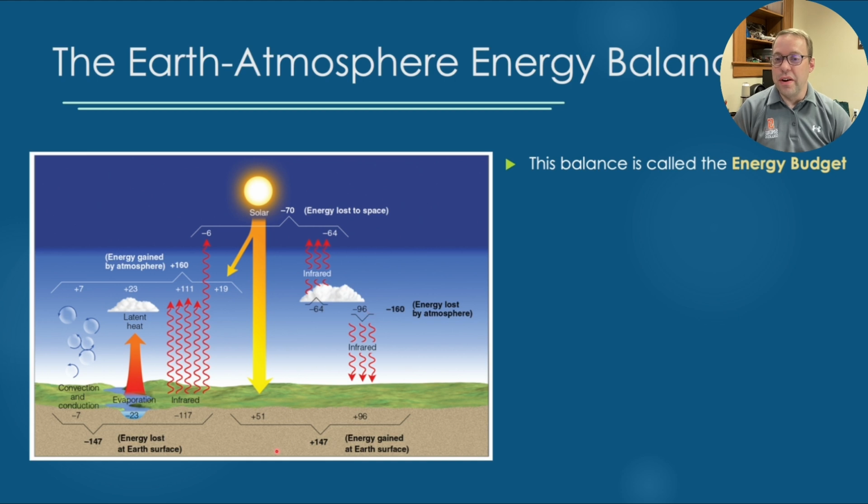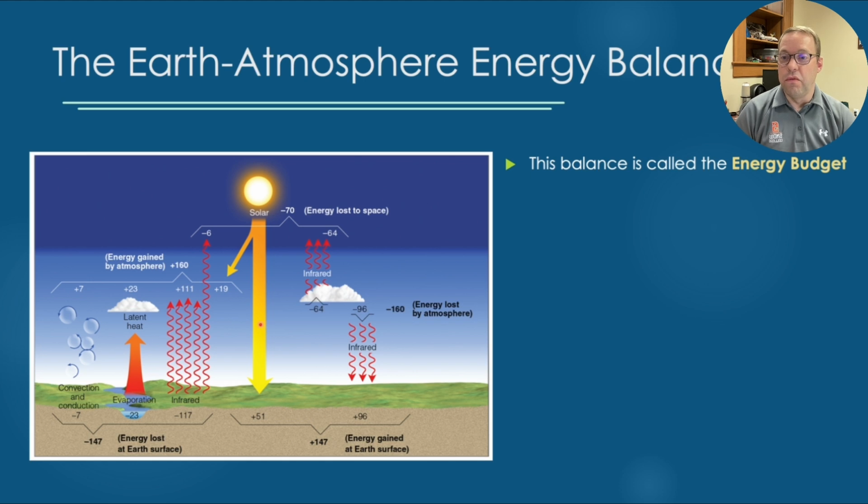Interesting. So down here at the surface, we have a surplus of 30 units. In the atmosphere, we have a deficit of 30 units. Said in other words, at the surface, we're absorbing 30 units more than what we're emitting, but the atmosphere is emitting 30 units more than what it's absorbing.